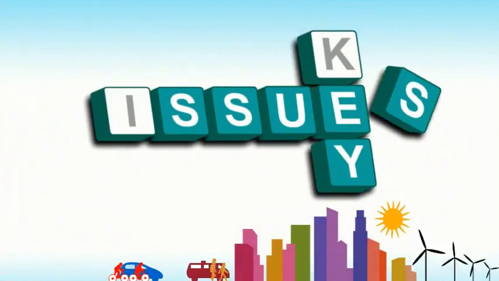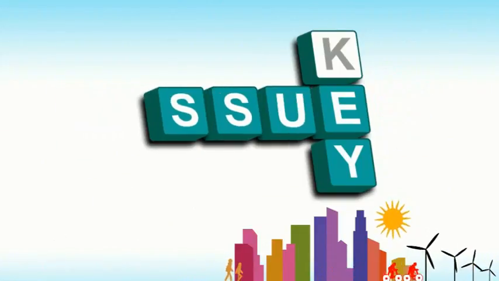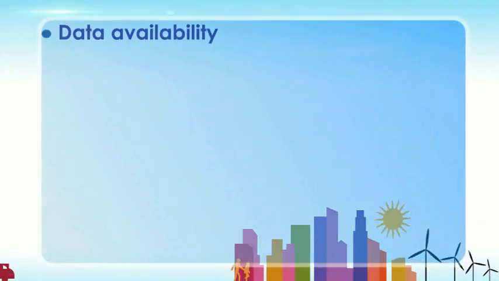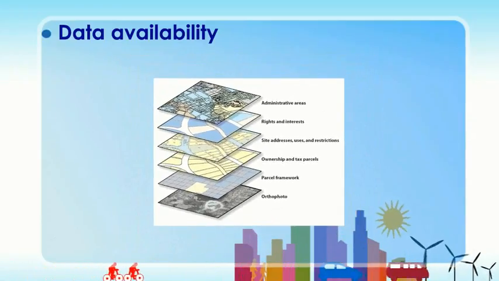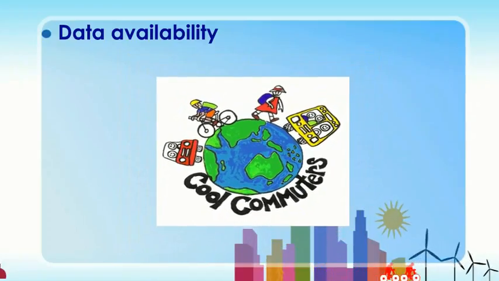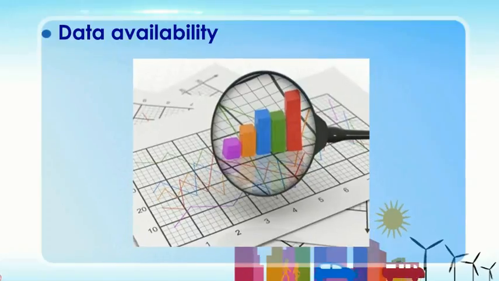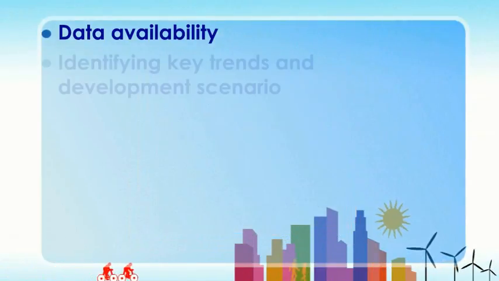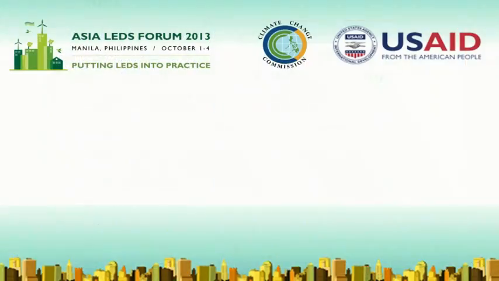There are key issues that need to be addressed when using the RACE. It is important to have data on GIS, transport and socio-economic information. City development is linked with infrastructure support and ports development. Capacity building on the use of the toolkit is important, specifically of the users from the local government unit. It is also ideal if all stakeholders are part of the process so that the resulting policy directions generate the commitment from the stakeholders.